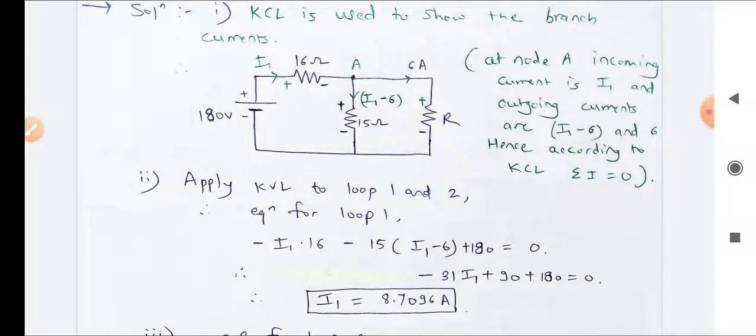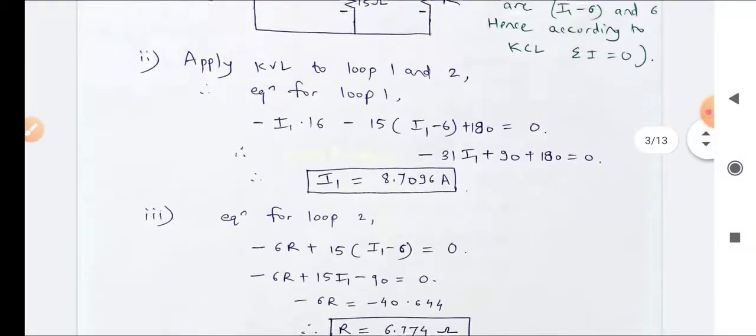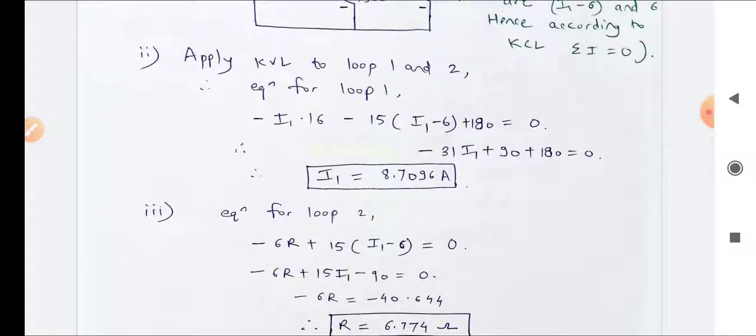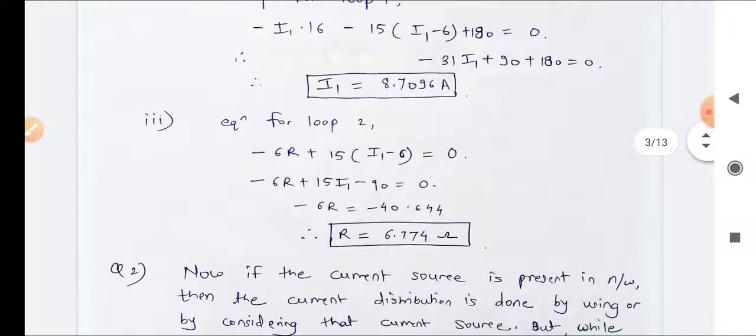So there are 2 potential drops in this loop and 1 potential rise, that is nothing but the energy source's potential rise. So it is minus I1 into 16 minus 15 in bracket I1 minus 6 plus 180 is equal to 0. Now by solving this, we'll get the value of I1. Now we are going to write the equation for loop 2.